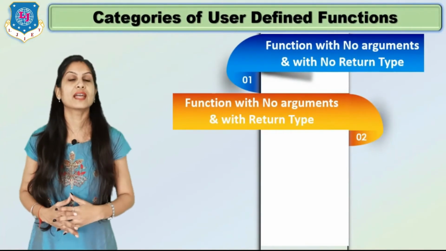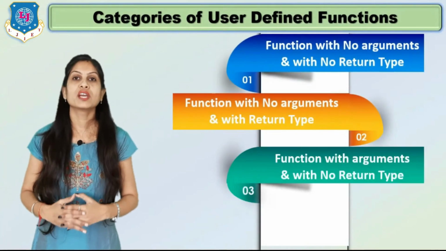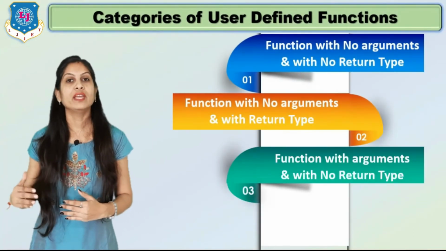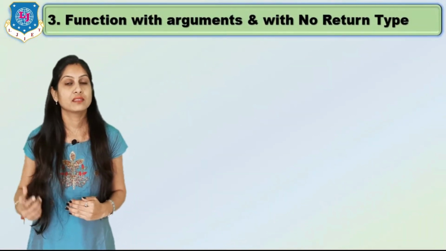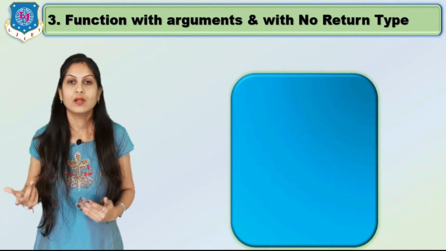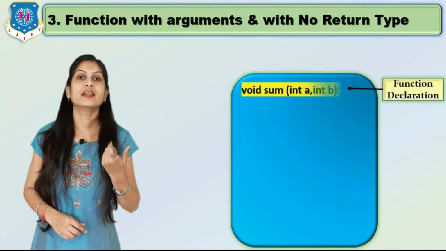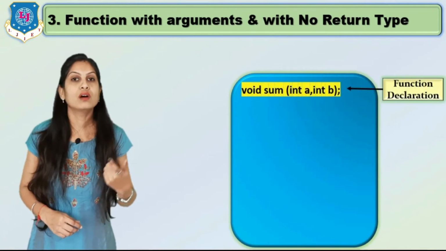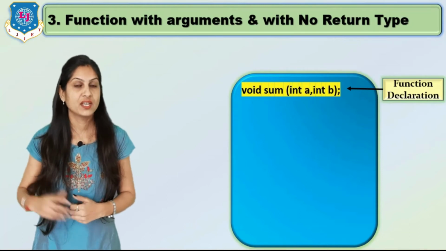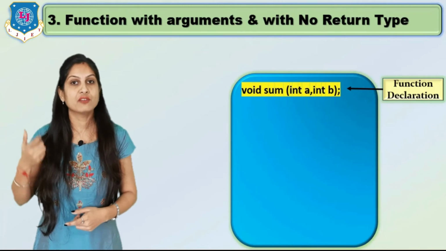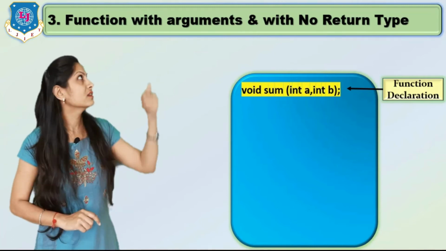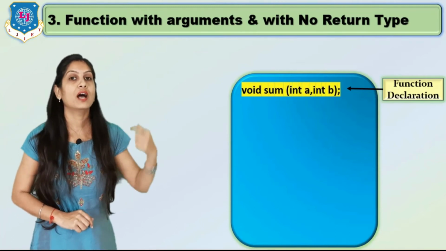Now move to the third category, that is function with argument and with no return type. Clear? So here again the word is no return type, meaning we have to write return type void, but now our category is changed. Instead of keeping the bracket parameter blank, we have to put it, because the function category is with argument.